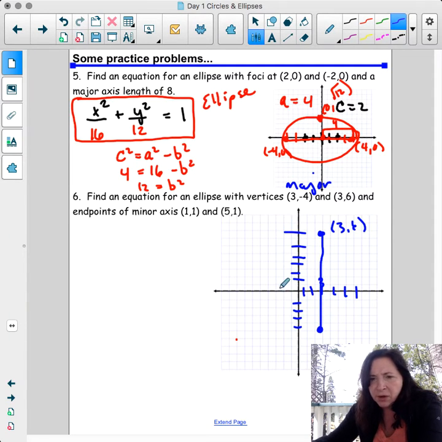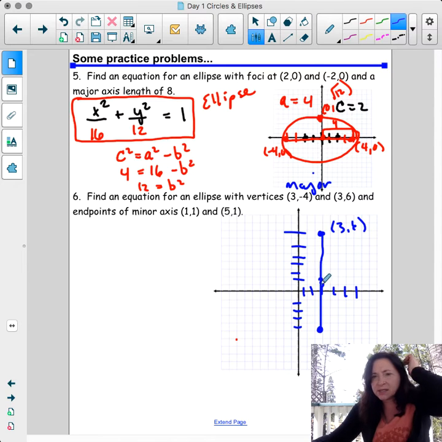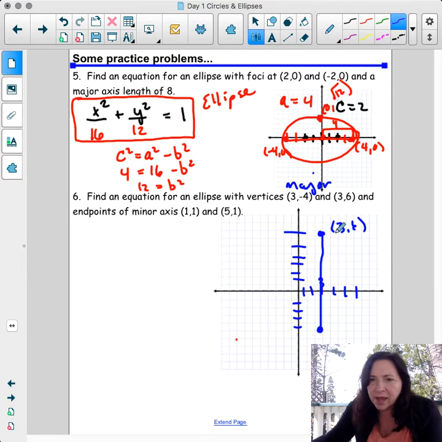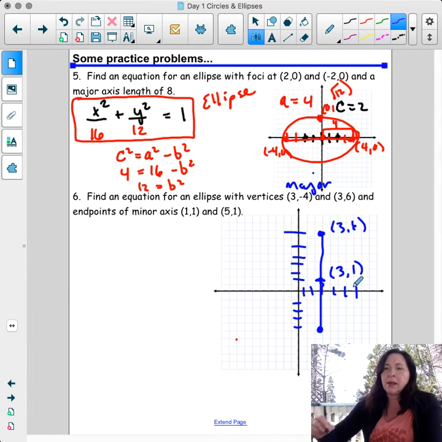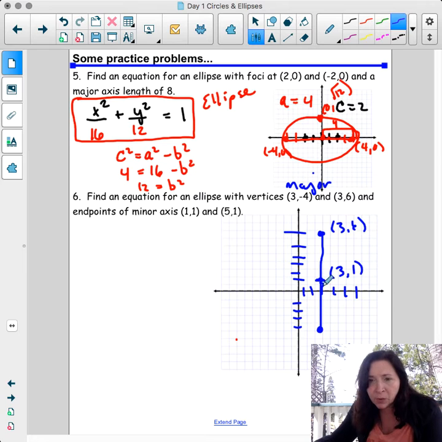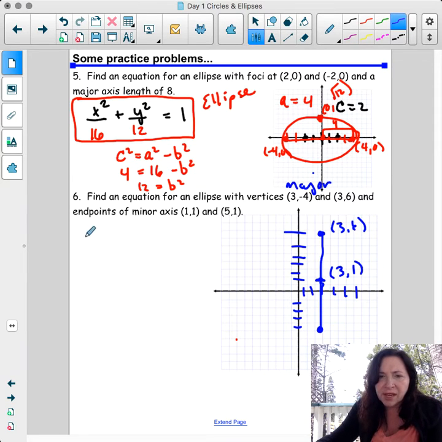So if it's 6 up here and 4 down here, that means my major axis is 10. So half of 10 is 5. So 1, 2, 3, 4, 5. So this is my center, and it looks like my center is at 3, 1. Now I can also find that value, which is my midpoint, by adding my x's and dividing by 2, and adding my y's and dividing by 2. So my equation for my ellipse is going to start with x minus 3 quantity squared plus y minus 1 quantity squared equals 1.